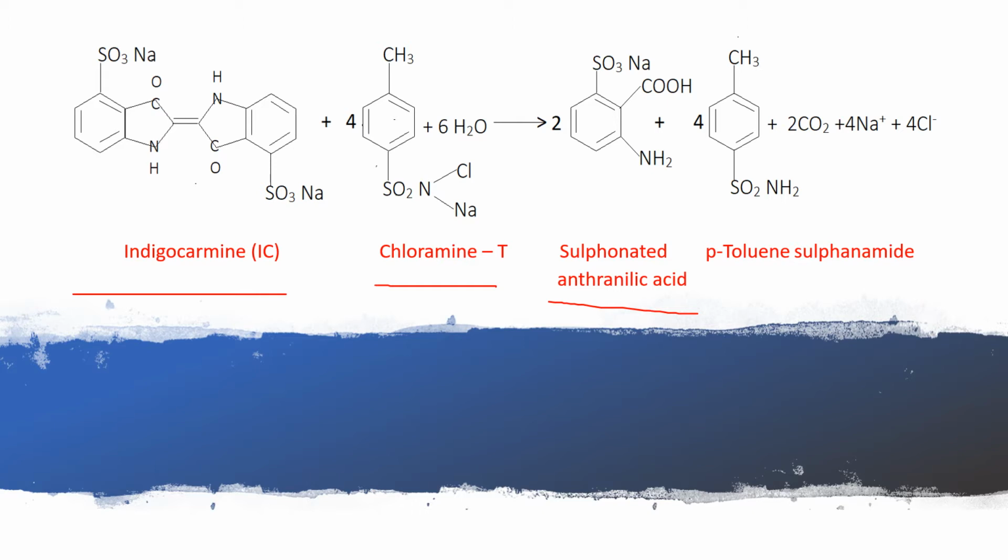So here, as I have already said, the indigo carmine is oxidized. You can see in the indigo carmine, there is a functional group, right? That is ketone. These ketones undergo oxidation and we get acid, that is COOH. Right? So indigo carmine is oxidized by chloramine T and we get sulfonated anthranilic acid.